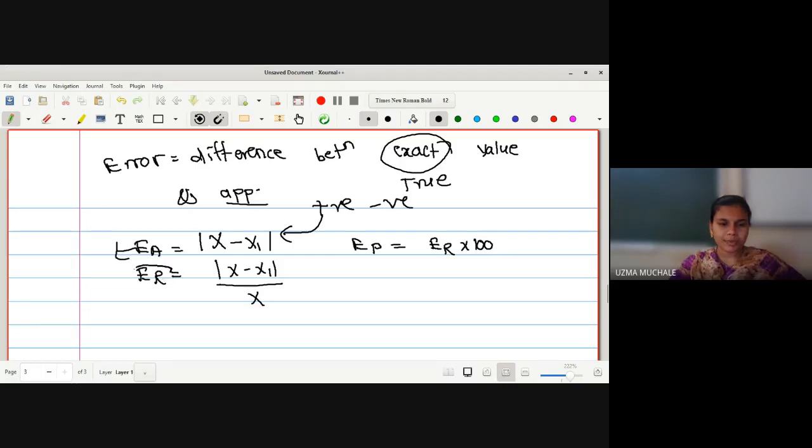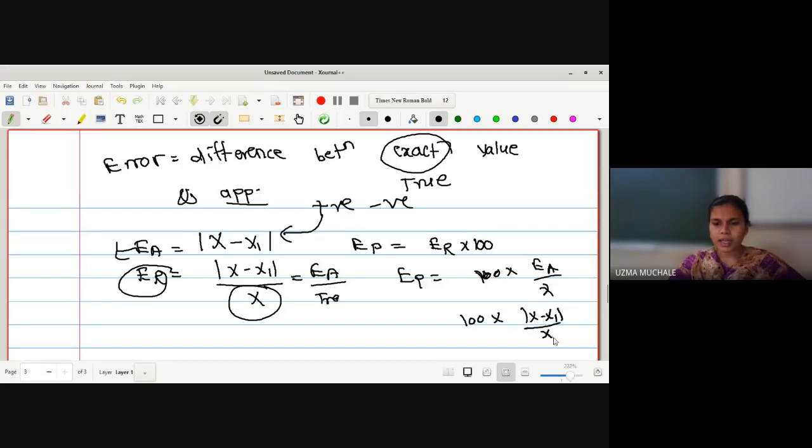The next one is relative error. That means simply we are going to relate it with our true value. So absolute error divided by the true value is called a relative error. Next is percentage error, which is nothing but the relative error into 100. Okay, whatever the value of relative error we are getting, 100 into that relative error, or you can write it as 100 into absolute error divided by true value, or it is 100 into x minus x1 divided by x, which is what we call percentage error.